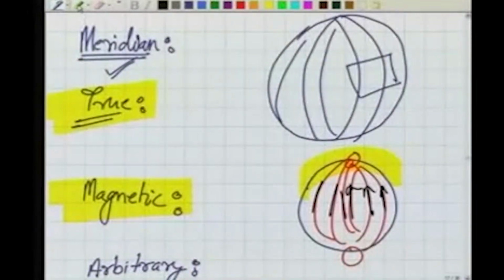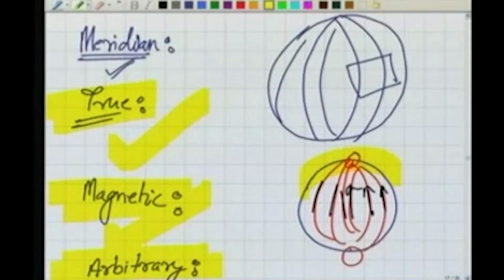We also use one more term, called the arbitrary meridian. Arbitrary means it is neither magnetic nor true. For example, right now I say I have to establish a meridian, and I take any line from where I am standing, and there is a tree. Well, this line or this plane is a meridian, an arbitrary meridian. Then in order to measure any angles, I start measuring the angles from here. So I can establish these arbitrary meridians on the ground too.